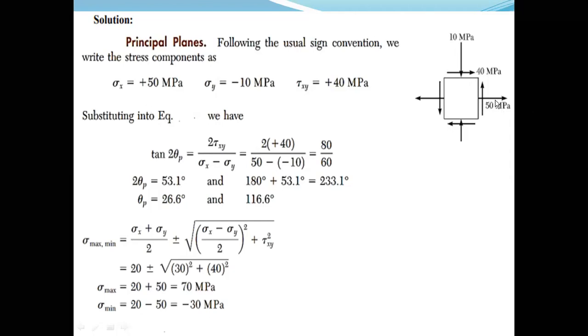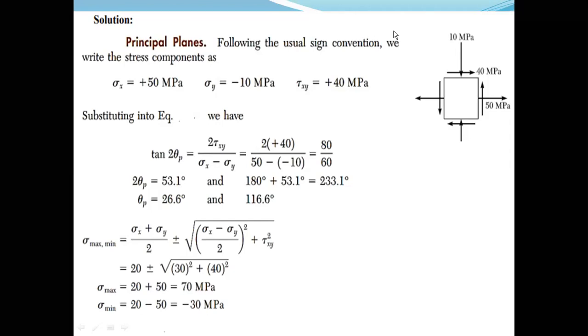As I said, once again I'll repeat the sign convention that we follow while solving these kind of problems, like the forces or the stresses which are acting in a 2D block of rock mass. If the normal stress is of tensile nature, it is taken as positive, and if it is of compressive nature, it will be taken as negative. Here, the normal stress acting along x direction is of tensile nature, so plus. So sigma x is equal to plus 50 megapascals.